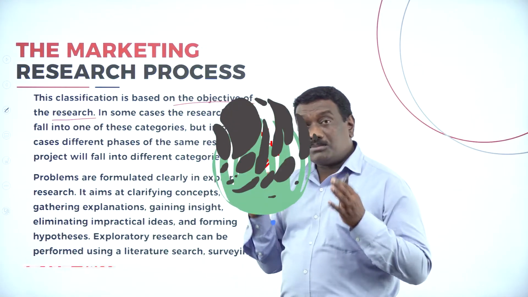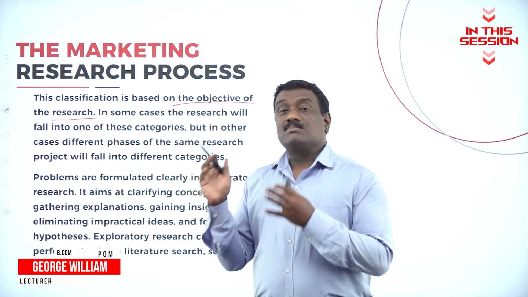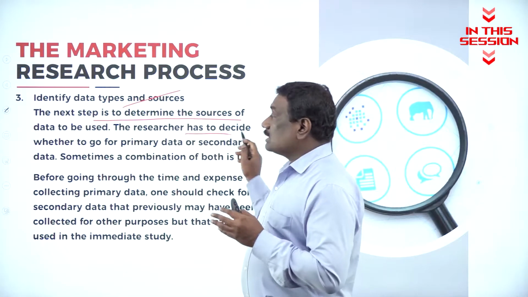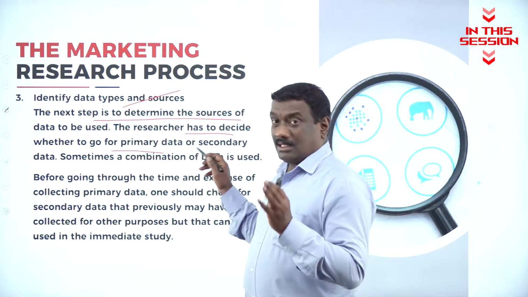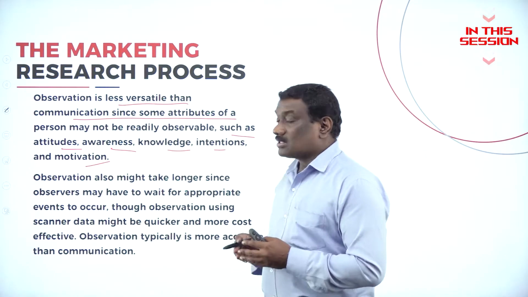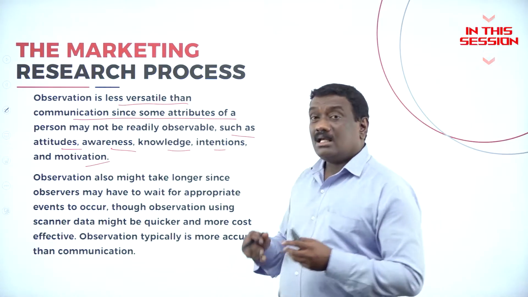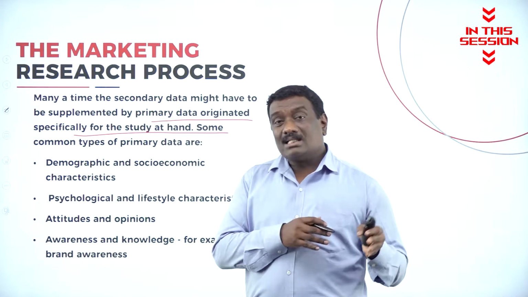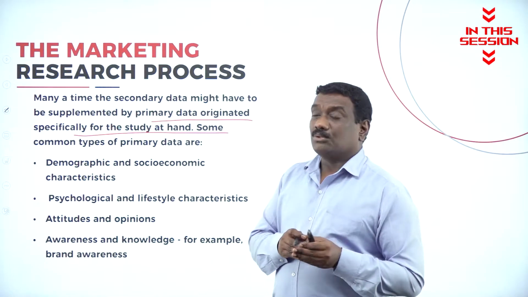So what is the main objective of the research? On that, this particular research design is developed. Now the researcher has to decide here whether to go for the primary data or the secondary data. In observation, there are some attributes of the person which may not be readily observable. In case the secondary data is not able to fit or match and solve that particular problem or the issue.